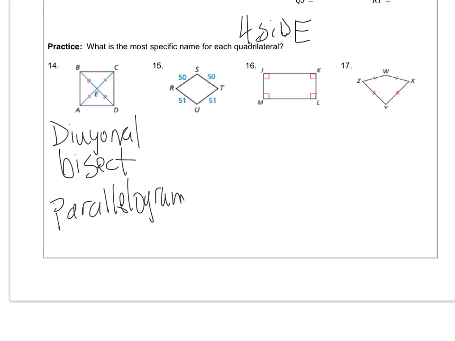Let's look at number 15. Remember, for a quadrilateral to be a parallelogram, a rectangle, a square, or a rhombus, because a square, rectangle, and rhombus are parallelograms, the opposite sides have to be congruent. These two sides are opposite. Are they congruent? And these two sides are opposite. Are they congruent? No. So it's not even a parallelogram. It's not even in that family. So number 15 is just a quadrilateral, and that's it.